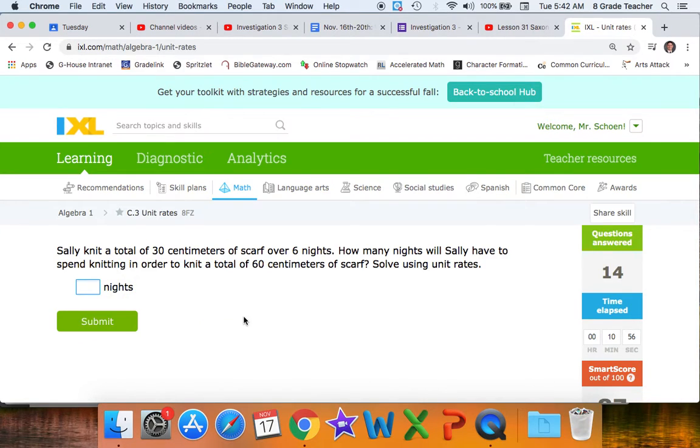Sally knit a total of 30 centimeters of scarf over 6 nights. How many nights will Sally have to spend knitting in order to knit a total of 60 centimeters of scarf? 30 centimeters over 6 nights, find your unit rate. You're going to take 30 and divide by 6. She can do 5 centimeters per night. And then if it has 60 centimeters, you're going to take 60 and divide by 5. It would take her 12 nights.